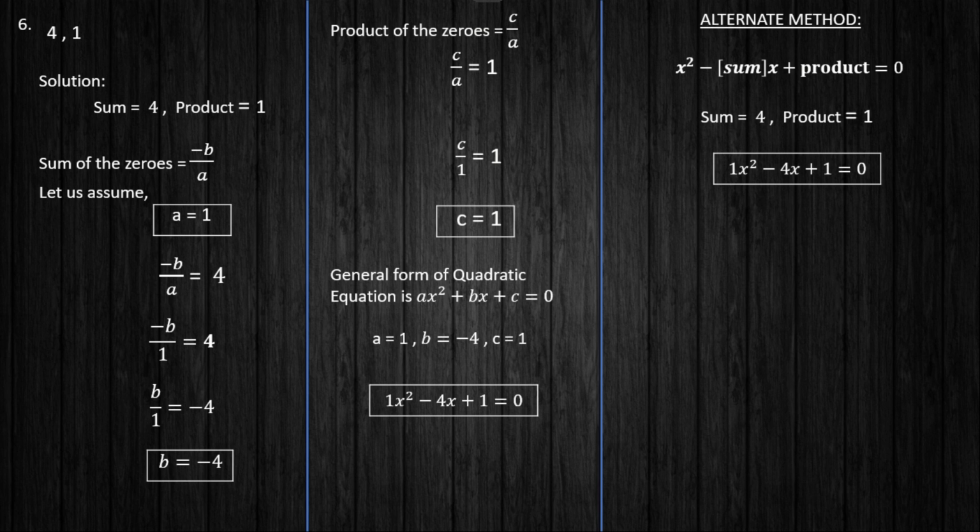The idea is to obtain a quadratic polynomial when sum and product are given separately. Here we need to find a, b and c values, and later we substitute them into the general form of the quadratic equation, or else we can directly use the formula and substitute the values for sum and product. So both are one and the same. You will get marks even if you do the alternate method also.